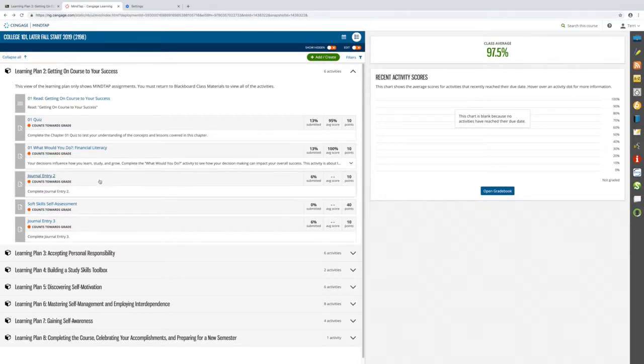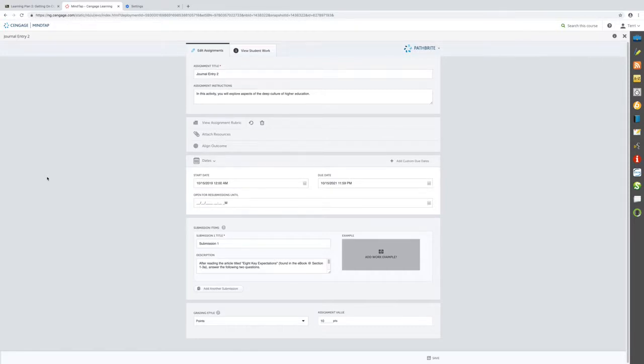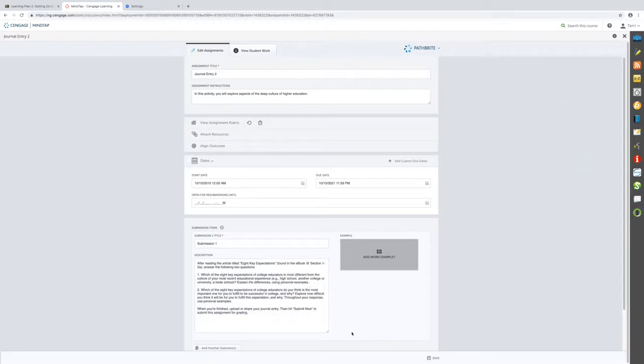And then journal entry 2. Journal entry 2 is what you're getting into with your Pathbright. So it logs into that Pathbright account. So it's still part of MindTap. It doesn't really go anywhere crazy. But basically, and yours is probably going to look just a little bit different. This is my teacher version of it. But this is the question. The question is, of the 8 key expectations found in the book, which of the following was most different from your previous culture?